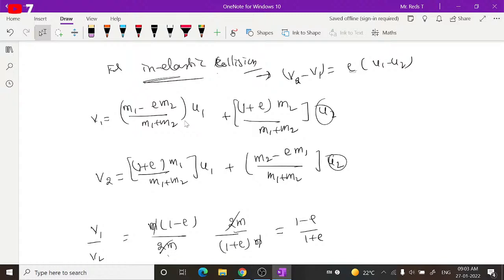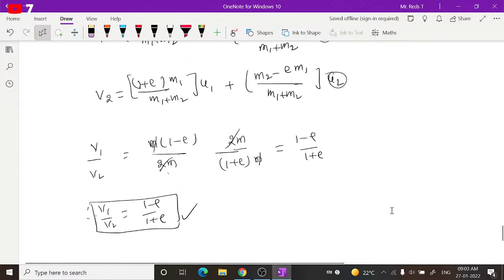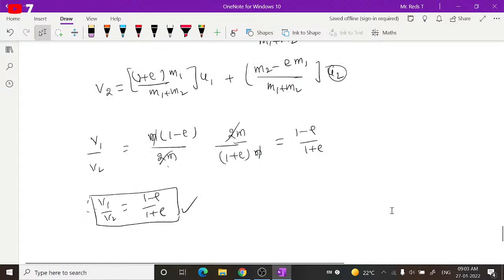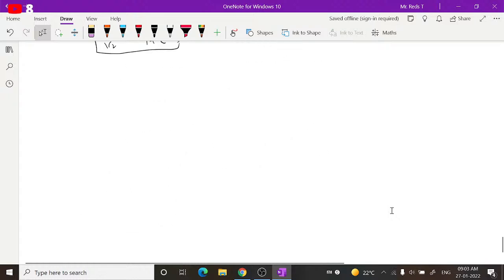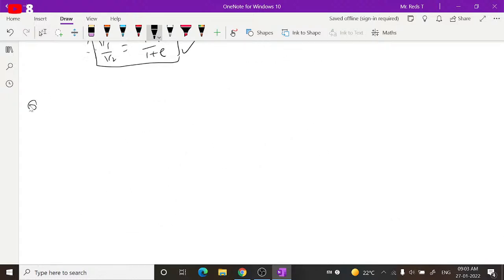Right, next let us do a few questions in level 2. Go through level 2 questions. So the question number 15, level 2, it is given that it is based on elastic and inelastic collisions.